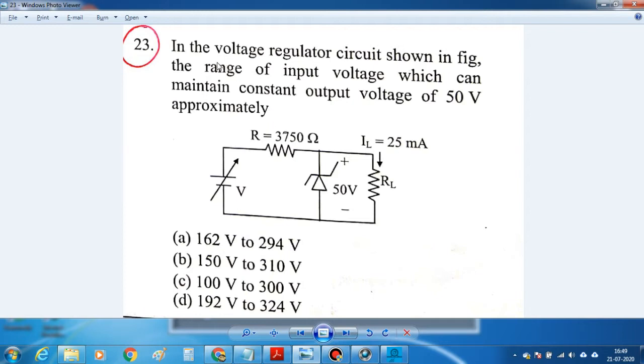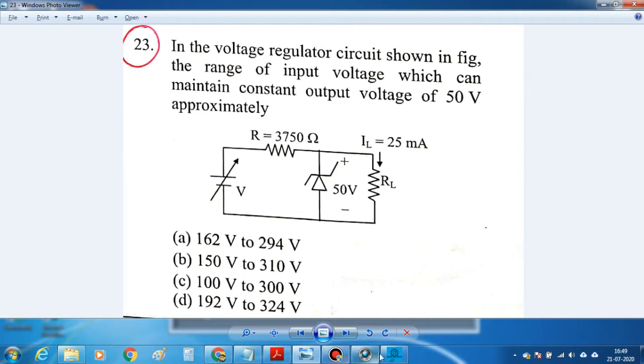In the voltage regulator circuit shown in the figure, the range of the input voltage which can maintain a constant output voltage of 50 volt approximately. Okay, so this is the circuit. The input voltage is varying and you have a 3.75 kilo ohms resistor, and the value of RL you can easily find because the IL is given.